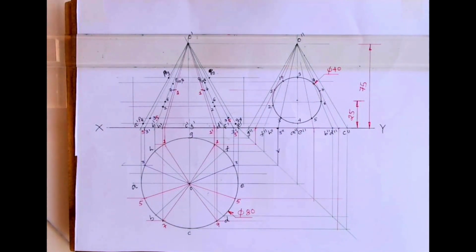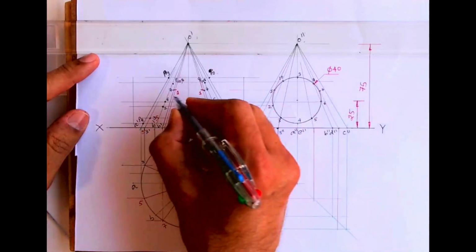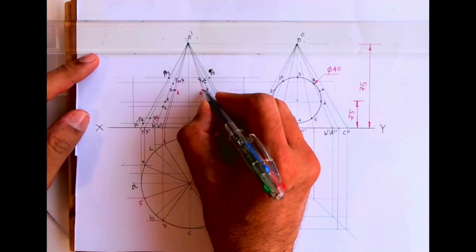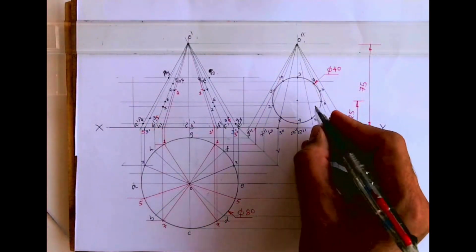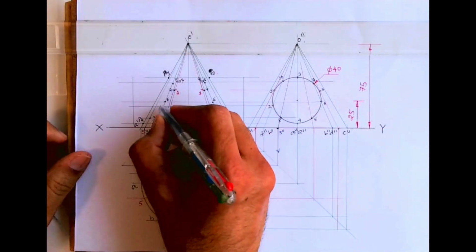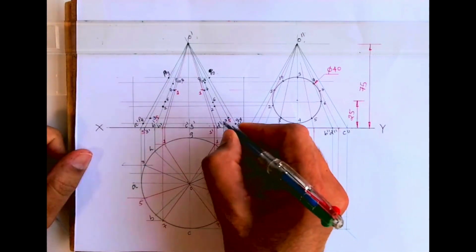Now we need to mark all these points. Now we need to join all these points. So 1 and 7, 1 and 7 is done. Then all the remaining points. I'm just marking all these points.